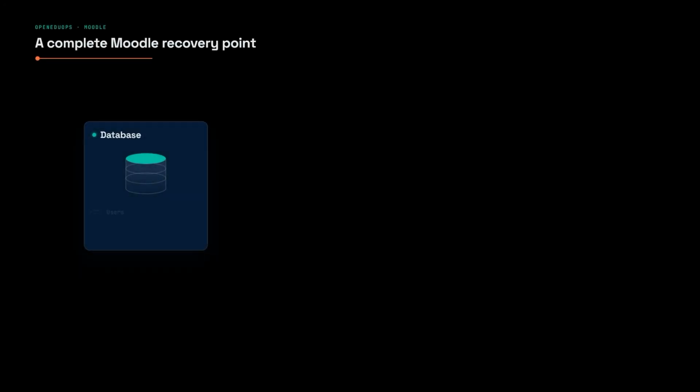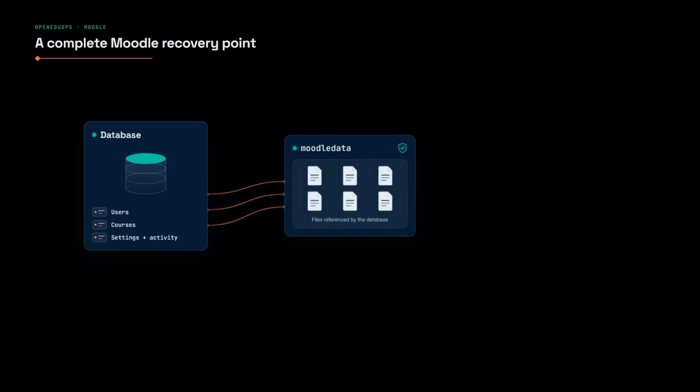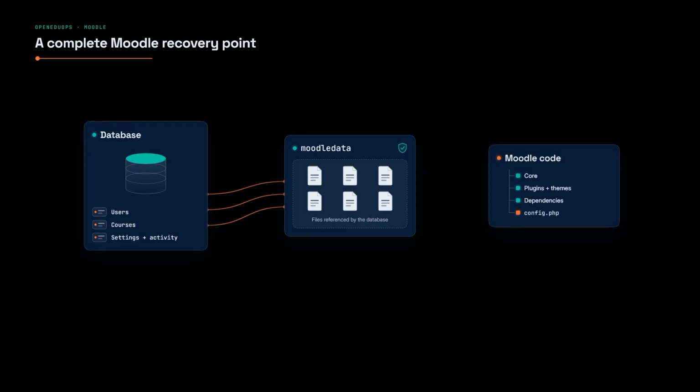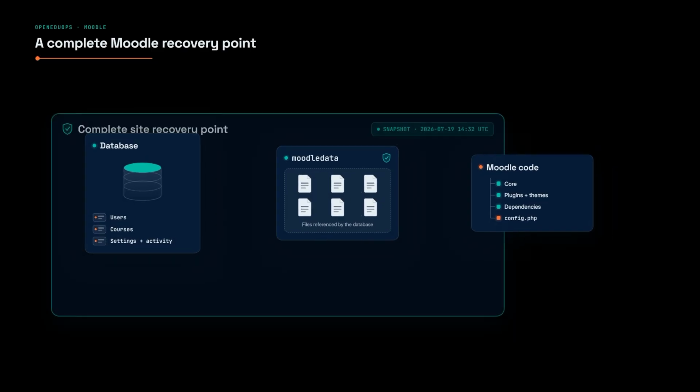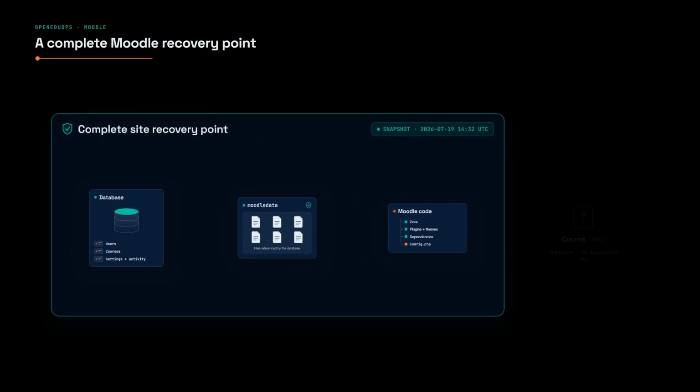The database contains users, courses, settings, and activity records. Moodle data contains the files those records refer to. And the Moodle code tree contains Moodle itself, plus installed plugins, themes, dependencies, local changes, and config.php. Course-level .mbz files solve a different problem. They can recover or move selected courses, but they are not a complete site backup.